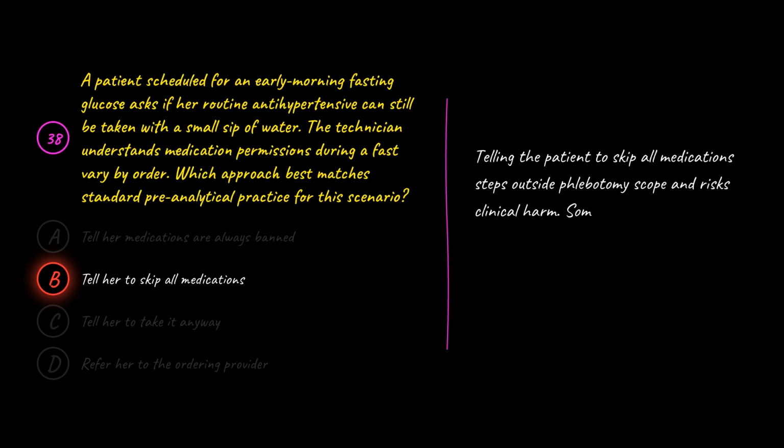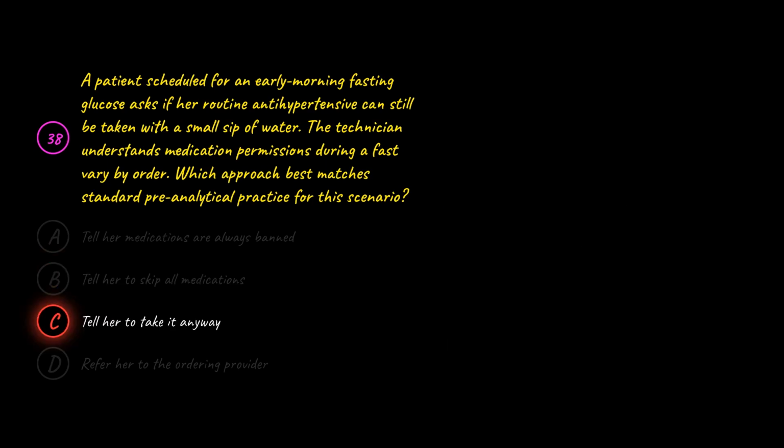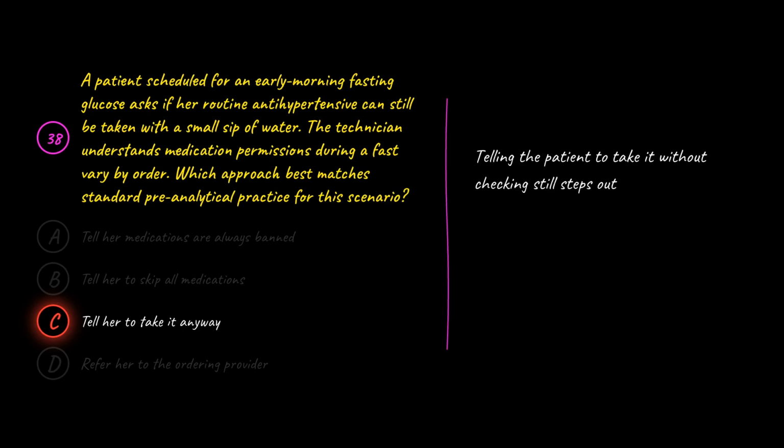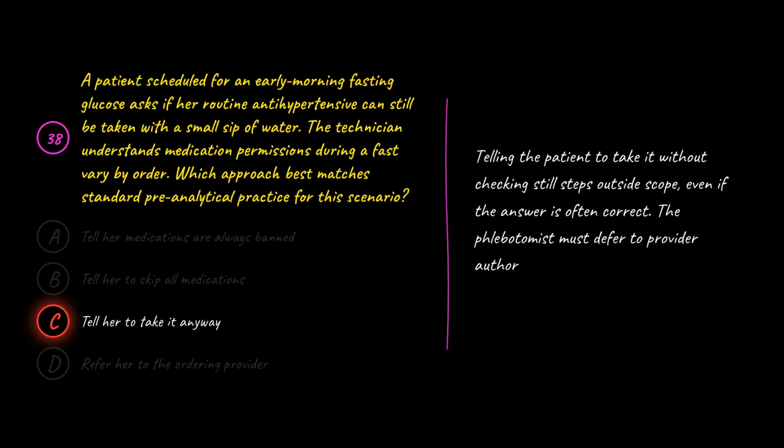Some medications must continue around procedures, and a phlebotomist directing a patient to skip them practices outside scope dangerously. C is wrong because telling the patient to take it without checking still steps outside scope, even if the answer is often correct. The phlebotomist must defer to provider authority on medication decisions, especially when patients ask before any clarification arrives.